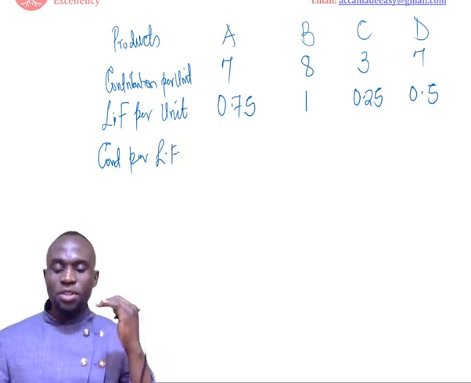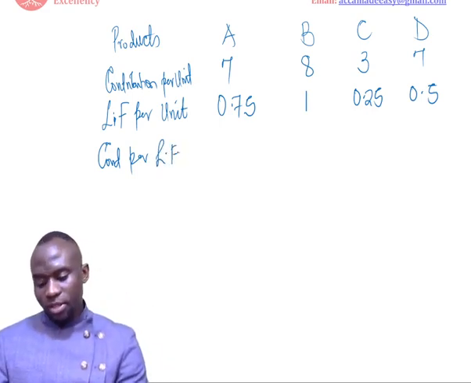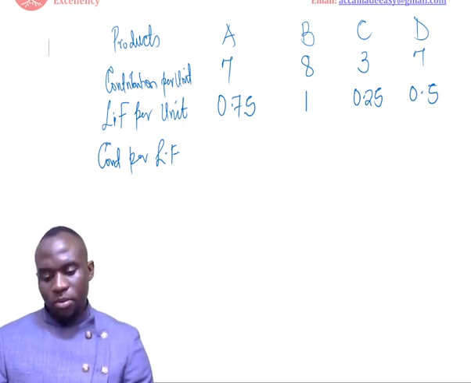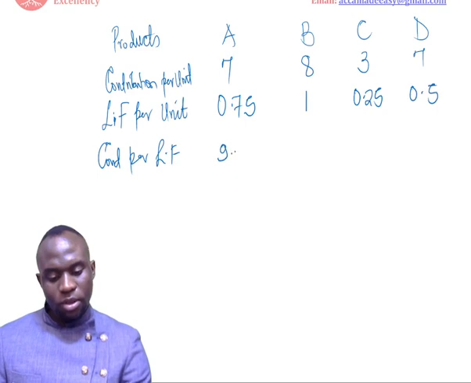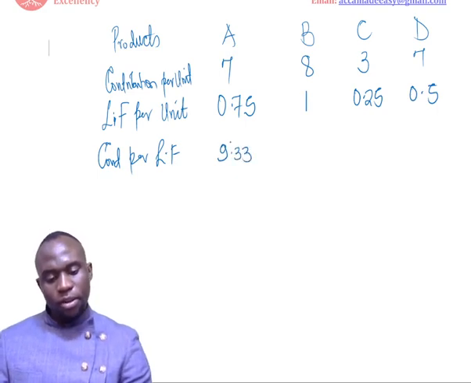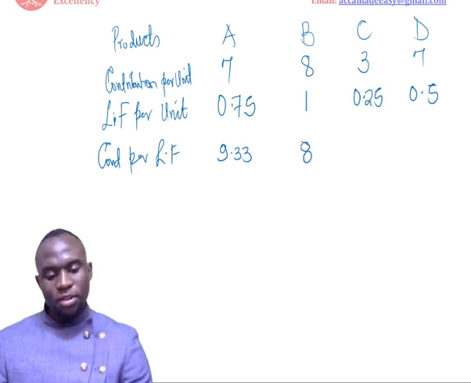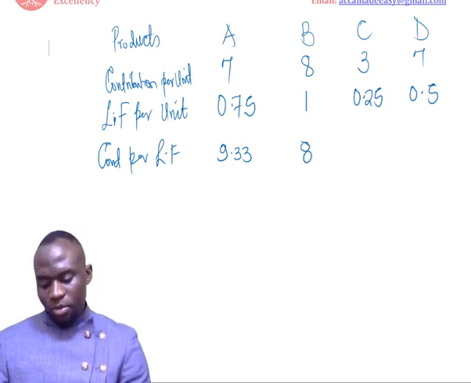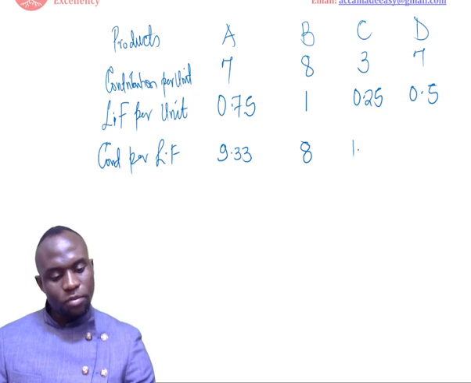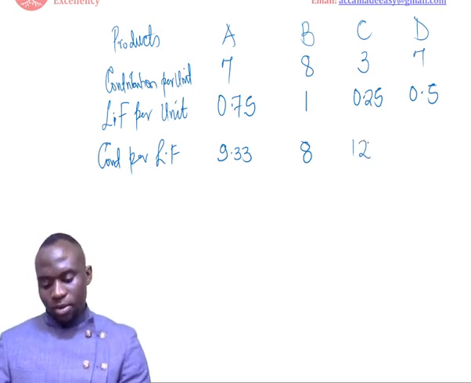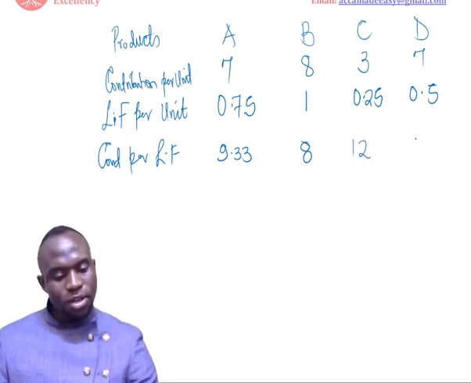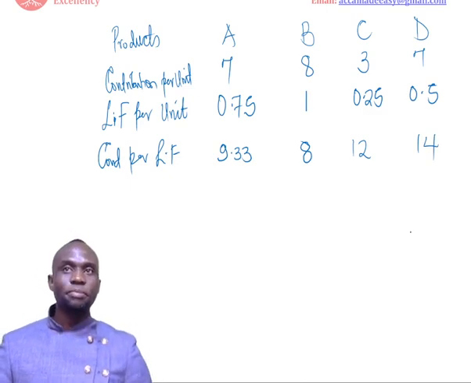So we divide these two, and if we divide, we get 7 divided by 0.75, we get 9.33 recurring. Then 8 divided by 1, we get 8. Then 3 divided by 0.25, it is 12. And finally 7 divided by 0.5, it gives us 14.